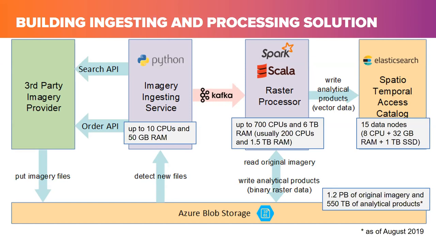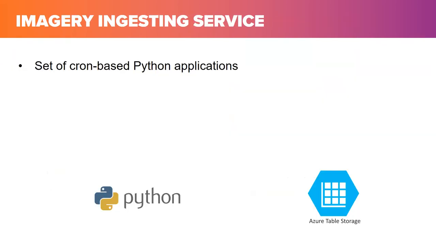Now let's discuss the imagery ingesting service in more detail. So technically, it's a set of Python applications, actually more than 15, run as cron jobs with different frequency from 1 minute to 1 hour. Many of them are dedicated to invisible tasks related to monitoring, cleaning, and recovery. All data between them is shared using Azure Table Storage. It's a Microsoft NoSQL data store to keep any amount of structured data. It's cheap and convenient.